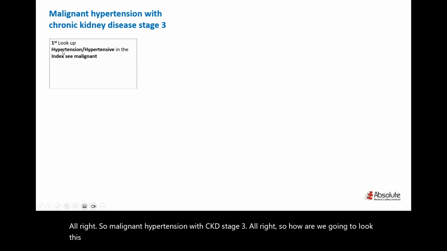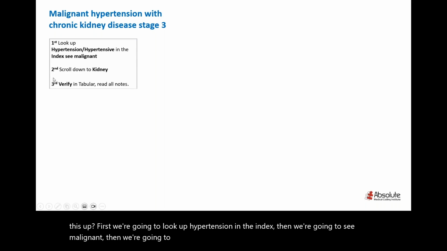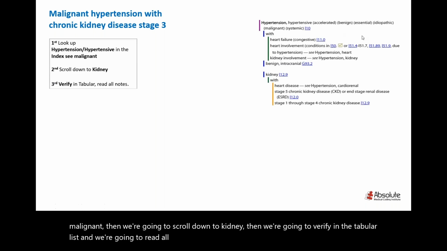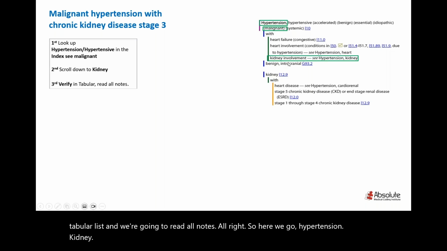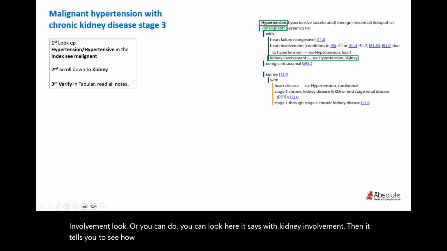First, we're going to look up hypertension in the index, then we're going to see malignant, then we're going to scroll down to kidney, then we're going to verify in the tabular list, and we're going to read all notes. All right? So here we go. Hypertension with kidney involvement. Look, or you can look here. It says with kidney involvement.